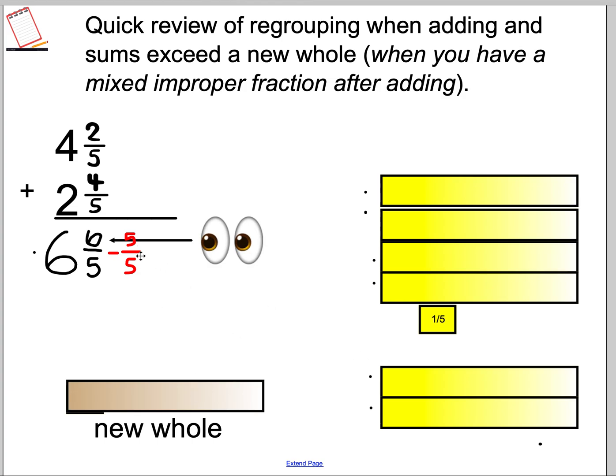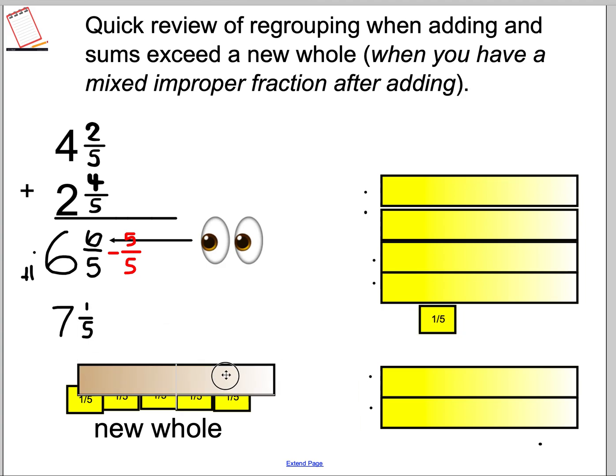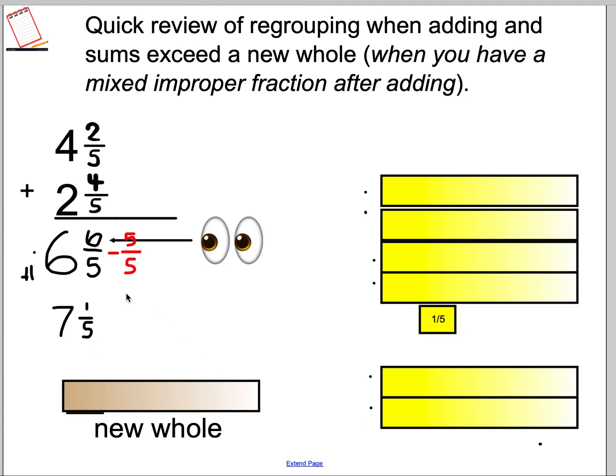And if I'm going to trade those 5 fifths for the whole, didn't I also add a whole? So 6 plus 1 now is 7. And then that 6 fifths with the traded 5 fifths that we converted for a whole should get us 7 and 1/5. And let's go ahead and double check that, okay? 1, 2, 3, 4, 5 wholes, 6, 7 wholes plus an extra fifth. We simply just regrouped a whole for the 5 fifths. See how we did that? So now we have 7 and a fifth.